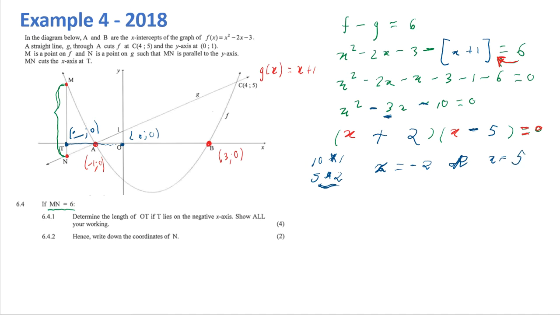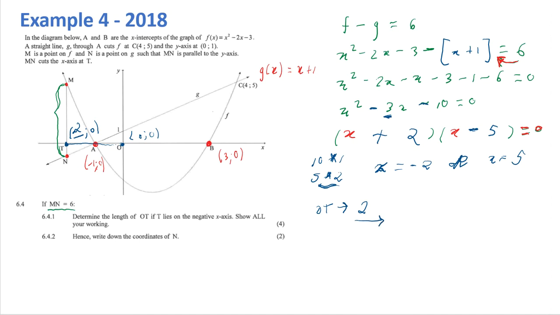Cool. So we know that the intercept of that T, that value is minus 2. And so the length of OT, the length of that interval, is 2.